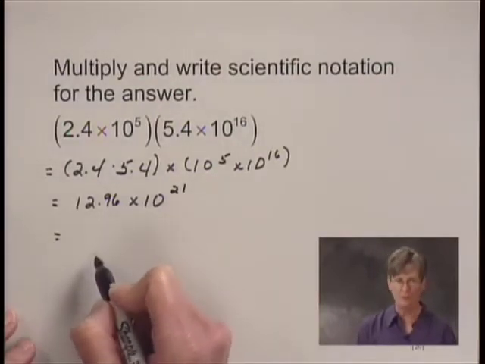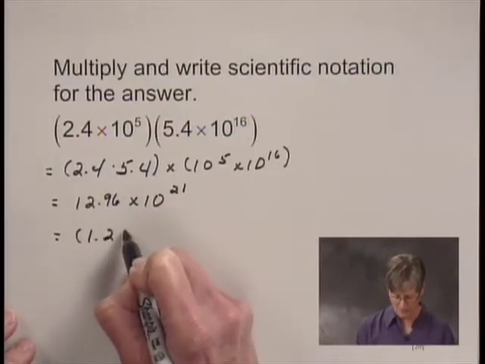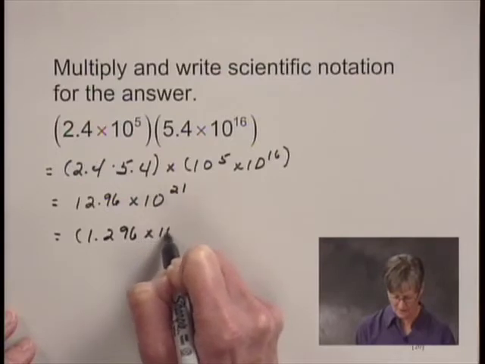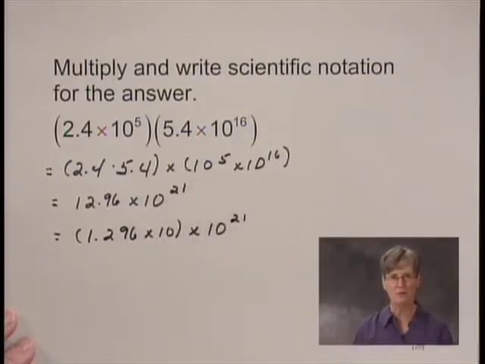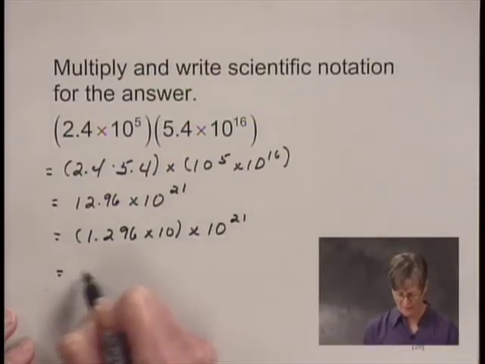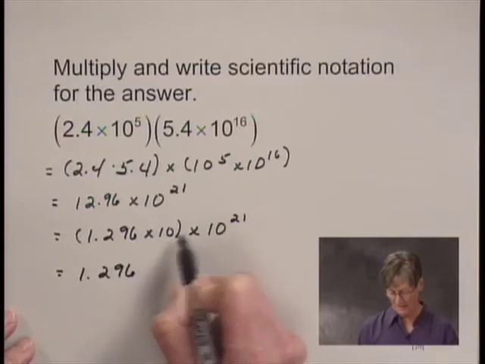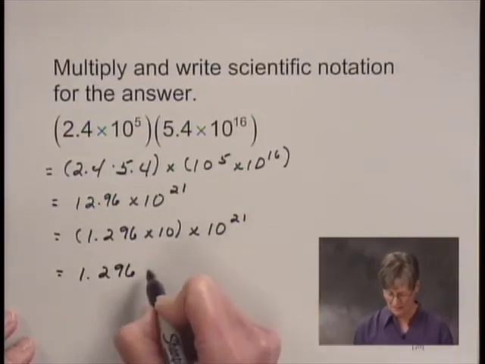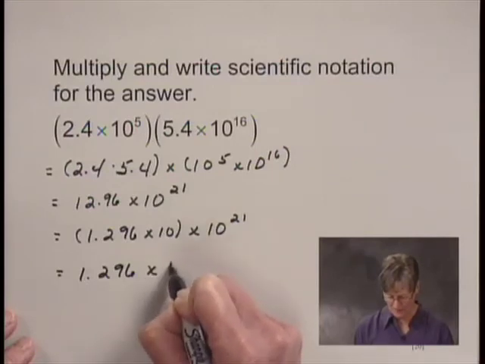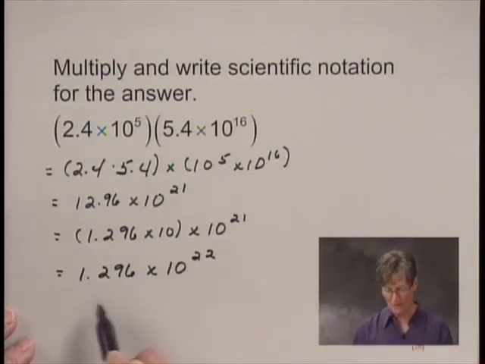We need to write 12.96 in scientific notation, and when we do that we have 1.296 times 10, and then this is multiplied still times 10 to the 21st power, and now I can simplify this as 1.296, and I have 10 times 10 to the 21st power, or 10 to the 1st power, times 10 to the 21st power, and when I add those exponents, I get 10 to the 22nd power, and now we do have scientific notation for that product, and we're done.